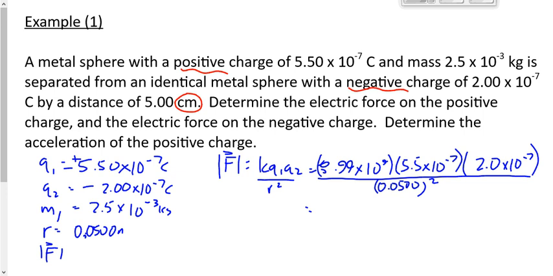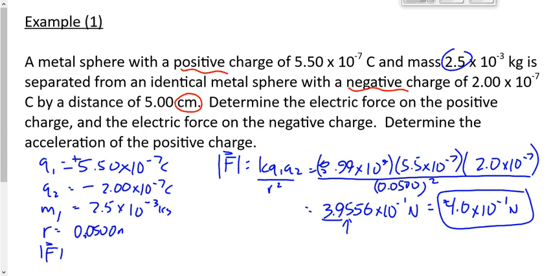We're going to do the math here, by the way. We get 3.9556 times 10 to the minus 1 newtons, which rounds to two digits right there. Actually, it would be 4.0, wouldn't it? To two digits, that's a 5 or bigger, so we'd round it to 4.0 times 10 to the negative 1 newtons. There's my force. And that's the force on both of them, right?